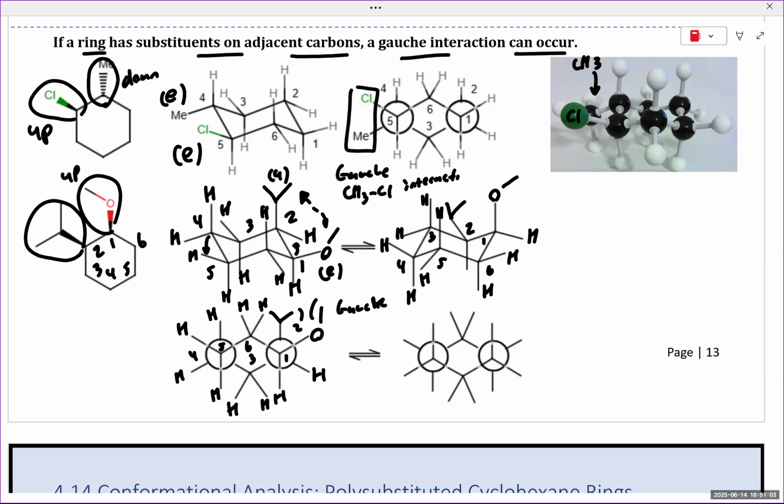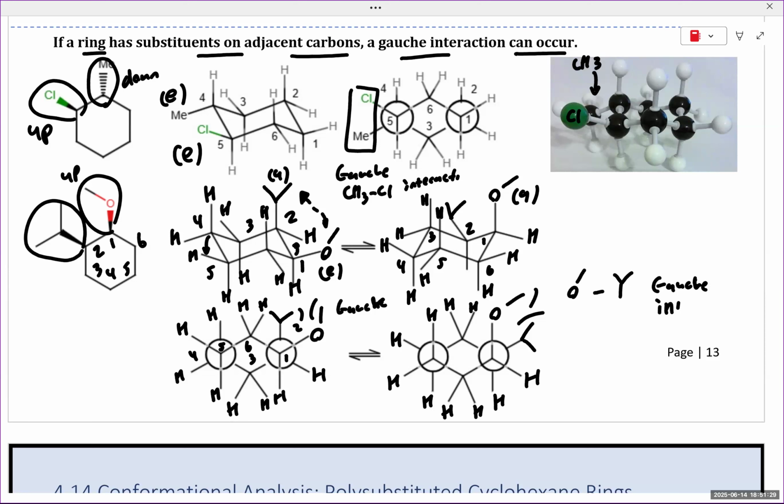Okay, looking at the Newman projection, looking down the carbon-1, carbon-2 bond, we have this ether pointing up axial, and the isopropyl is equatorial. One thing that's pretty interesting in this case is we can't escape the fact that in both conformations, we have an ether isopropyl group gauche interaction. This is very common if you have both the substituents cis and they're on adjacent carbons, they'll have a persistent gauche interaction in both conformations.